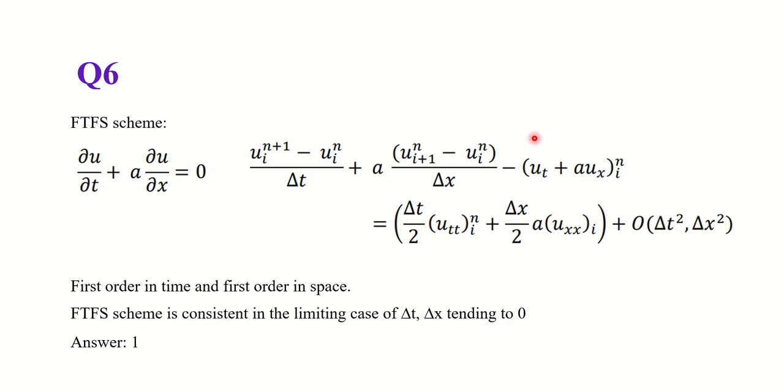And for FTFS, when we are limiting delta t and delta x, consider we are making them 0, or they are so small that we are considering them as 0. Delta t is equal to 0 and delta x is equal to 0. All the terms on the right hand side vanish, so this would be equal to this. So the scheme is consistent. The thing to be noted is that this is true only in the limiting case, at very small delta t and delta x tending to 0.